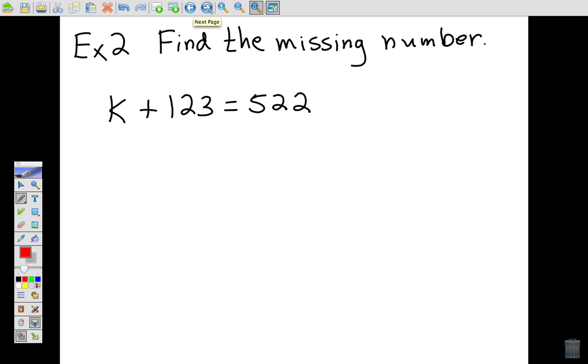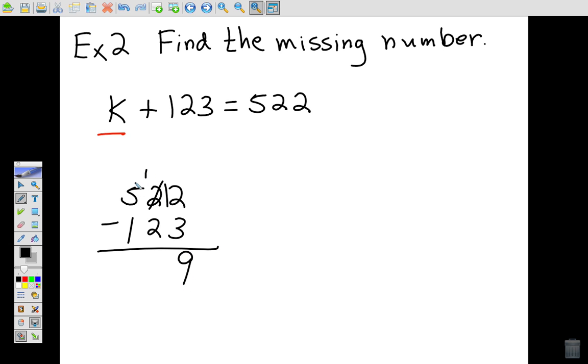Let's take a look at example 2. Now in example 2 it says same type of problem, find the missing number. We want to find out what K is. So it's asking what number plus 123 is 522. Now, first of all, let's try the inverse operation of addition, which is subtraction, right? So let's take our answer, our larger number, and subtract 123. And again, I'm going to have to borrow. And we get 399.